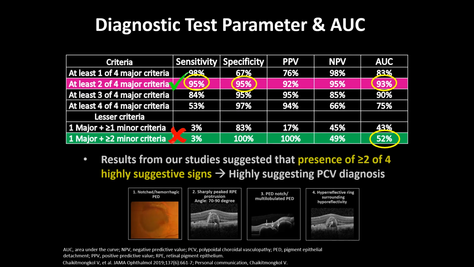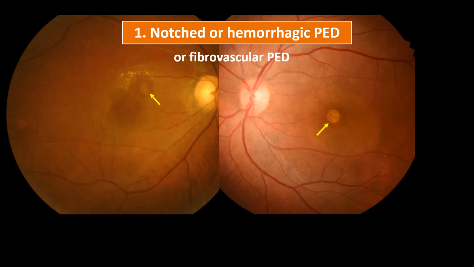which is not satisfactory. So this study suggests that when you find at least 2 of 4 major criteria, you will get 93% accuracy for PCV diagnosis. And we also found a positive predictive value of 92%. This suggests that if a patient presents with at least 2 of 4 signs, 9 out of 10 patients will have a PCV diagnosis. Now let's take a look in detail at each criterion.